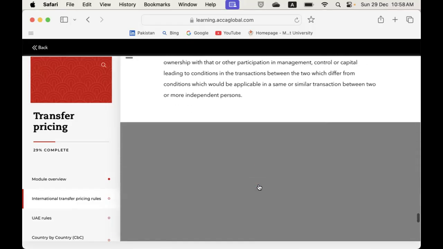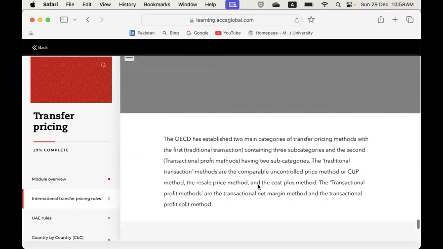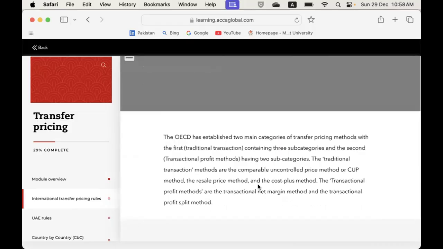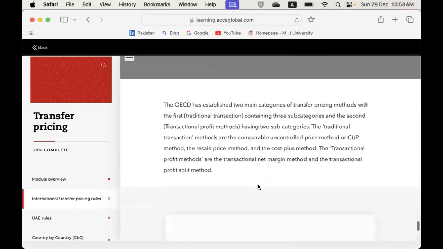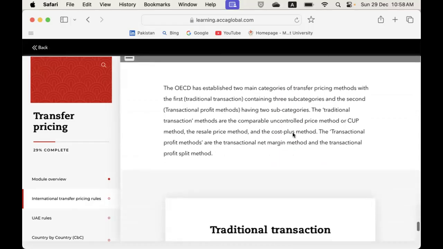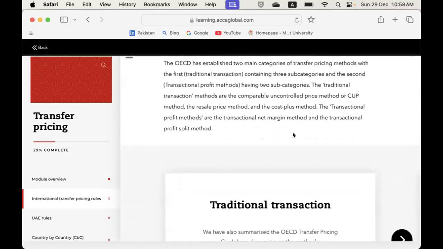To go to the next part. OECD methods. This is a very important topic. OECD has established two main categories of transfer pricing methods, with the first traditional transaction containing three subcategories and the second transactional profit method having two subcategories. This you need to remember and understand.